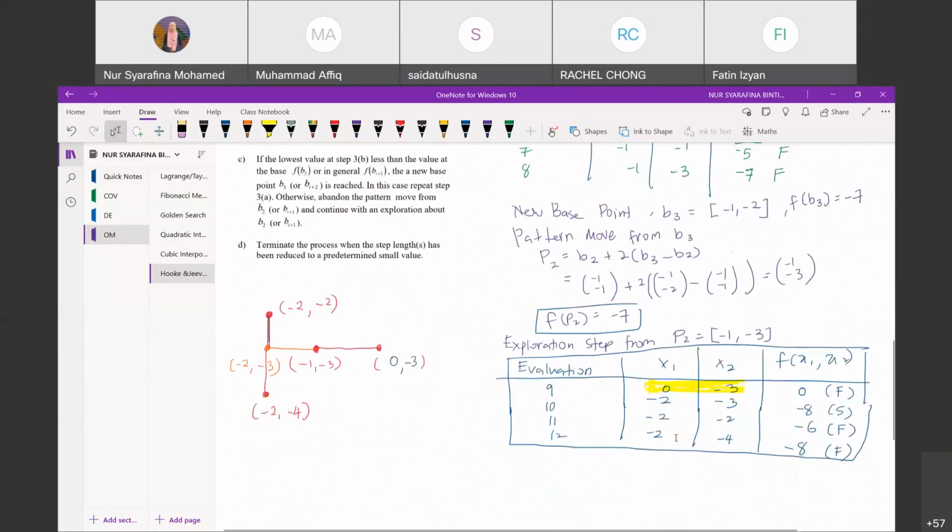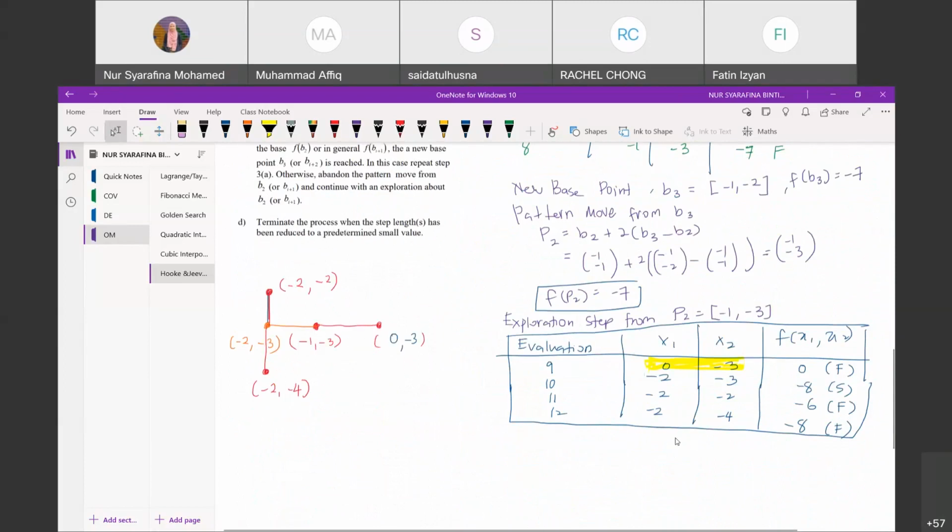Okay. So now identify your new base point, B4. So your B4 equals 0 minus 3, where FB4 equals 0. Sorry. Yeah, FB4 is 0. Sorry, this is fail, minus 8. I got confused. Minus 8. Sorry, this is minus 2 minus 3. This one. Success. Right? Okay.